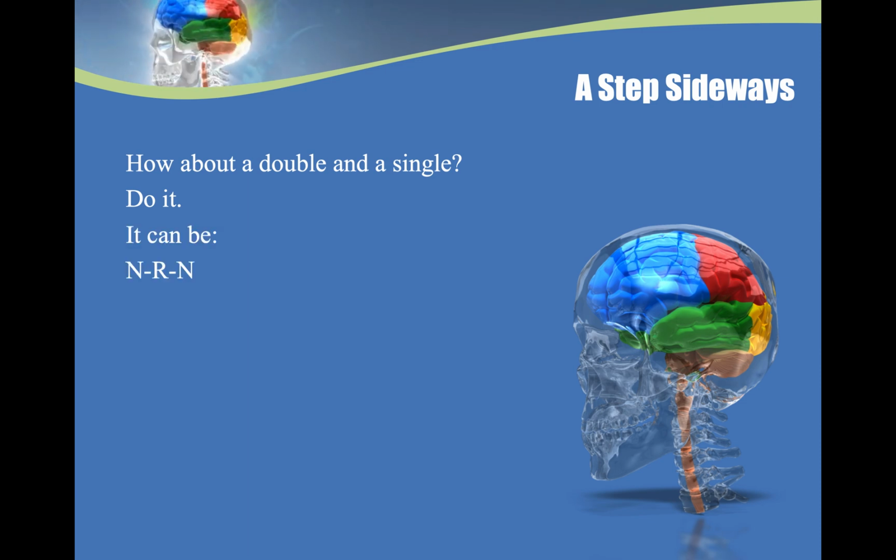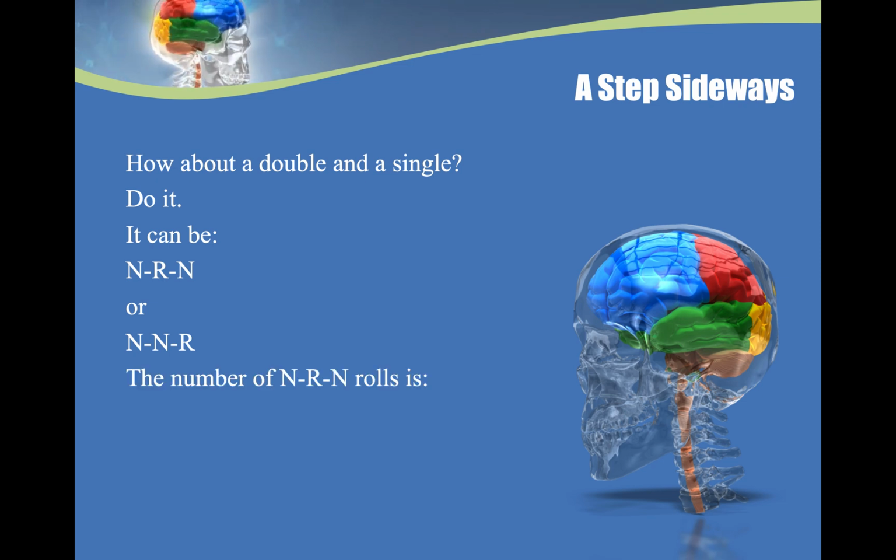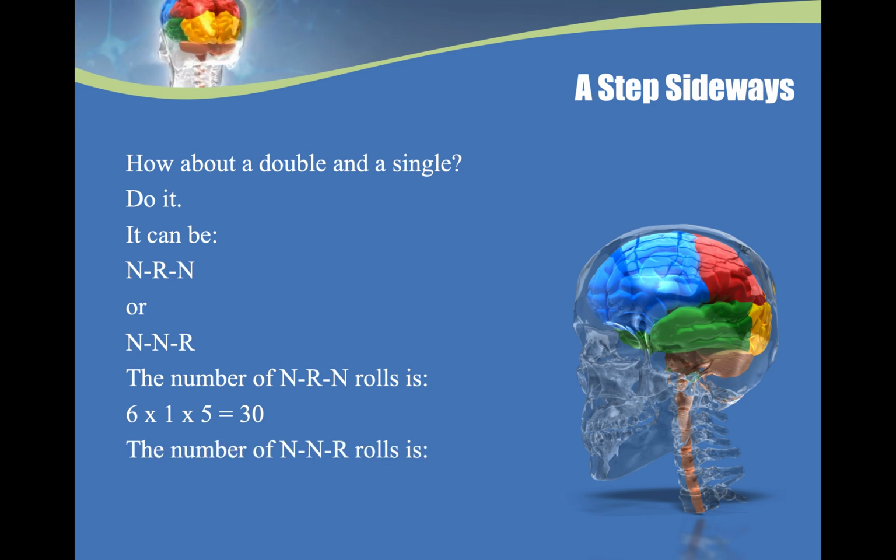It can be new, repeat, new. But it also can be new, new, repeat. There's 2 different ways to do it. New, repeat, new. How many different rolls are there? The first one's always 6 possibilities. Now the second one has to repeat the first one. The third one has to be new, and there's 5 new numbers available. So there's 30 of those different rolls.